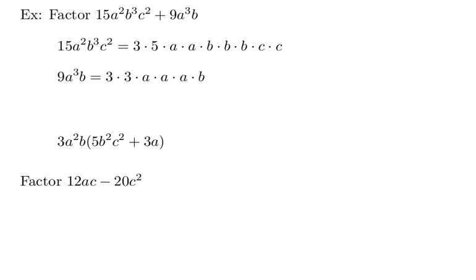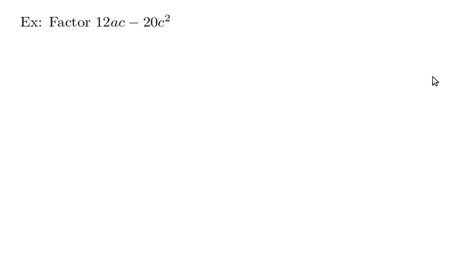Here, let's go ahead and factor 12ac minus 20c squared. Okay, so the first thing I want to do is I'm going to go ahead and do this with the mouse if there's no objection. So 12ac. Let's go ahead and write out the factors of 12 and a and c.